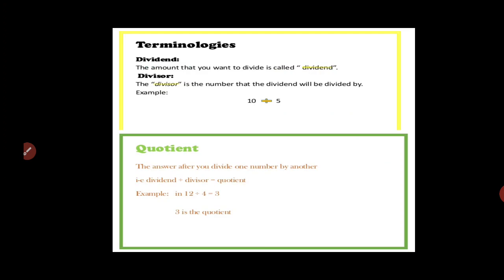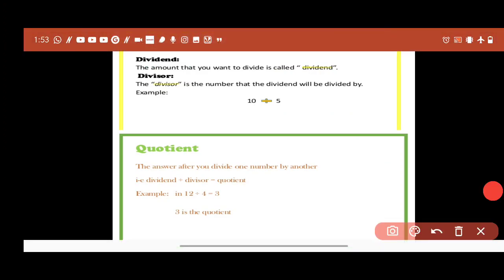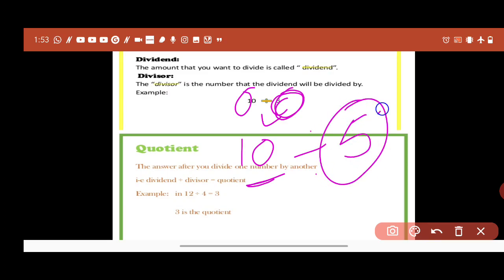Next is divisor. The number with which you will divide is called divisor. For example, 10 divided by 5. So the number which we will divide it by is called the divisor. Here, 10 is the dividend. It means we have to divide 10. By which number? 5. So over here, 5 is the divisor.